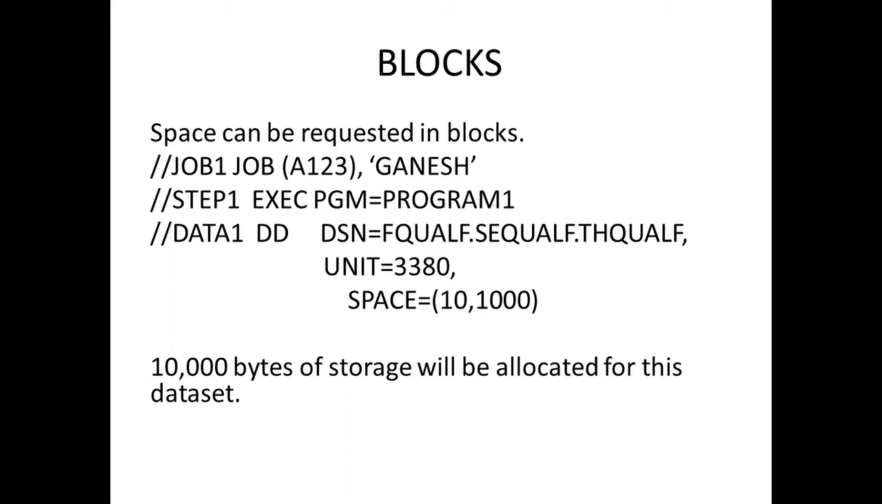Next is blocks. So instead of requesting in the form of track or in the form of cylinder, we can specifically ask the memory area for our data set. So for our data set, we are requesting 10 blocks of 1000 bytes. So 10 blocks of 1000 bytes means 10,000 bytes will be allocated for my data set. First qualifier dot, second qualifier dot, third qualifier.